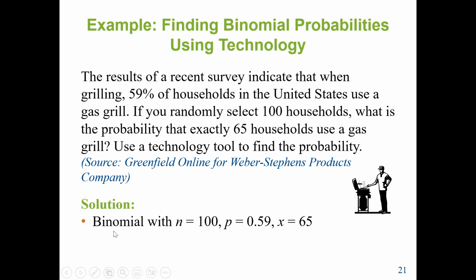So this is a binomial. Why? Because this is about grilling, either I'm using it or I don't use it, so the outcome is two. Also, the tries are independent from each other, and the probability of each try is the same. Here they say 100 households, so N is 100. The probability for 59% of households is 0.59, so Q will again give me 0.41. X is 65 because our question is, what is the probability of exactly 65? At least 65 would be 65 up to 100, at most 65 would be 0 to 65. Here it is exactly, so X is 65.